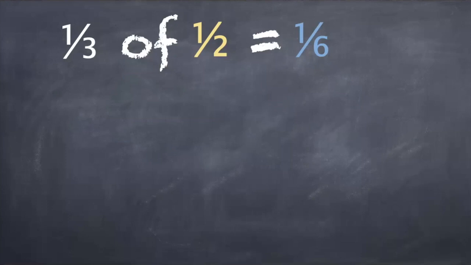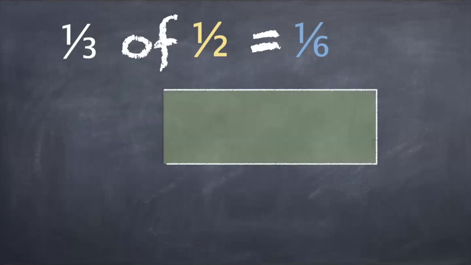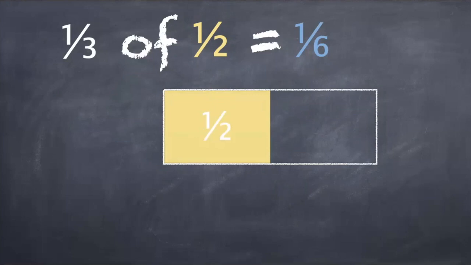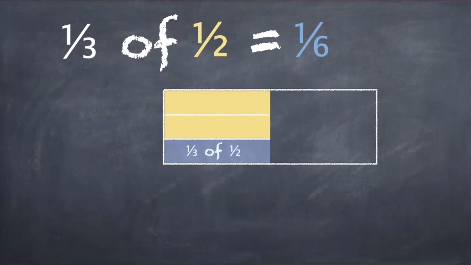Okay, let's take a look at why 1/3 of 1/2 equals 1/6. We'll have this rectangle represent the number 1. We're not working with 1, we're working with 1/2. Let's take that rectangle and cut it into 2 equal pieces and talk about one of those pieces. That's the fraction 1/2. What are we doing with that 1/2? Well, we're finding 1/3 of it, so let's cut it into thirds. So each one of those pieces is going to be 1/3 of 1/2.